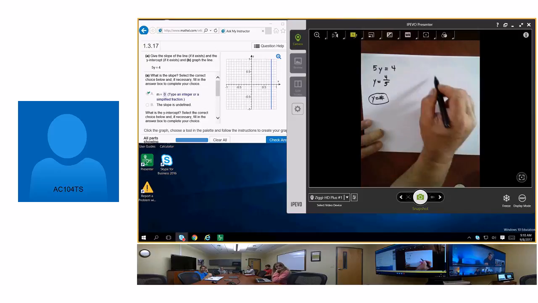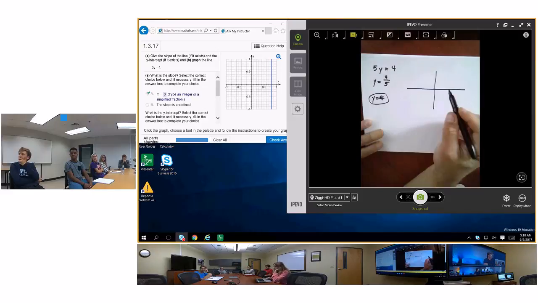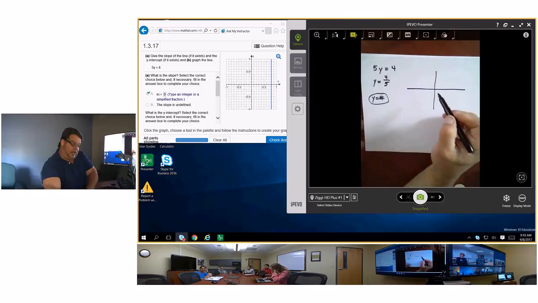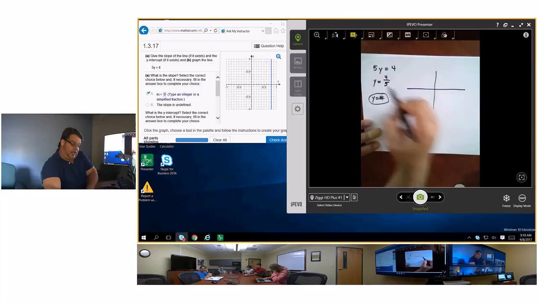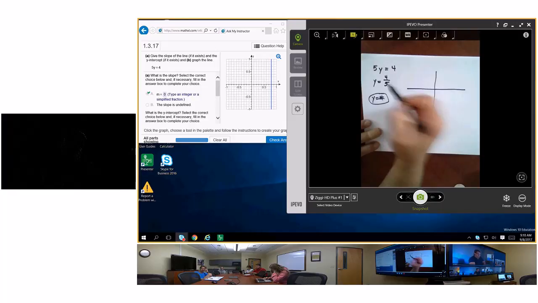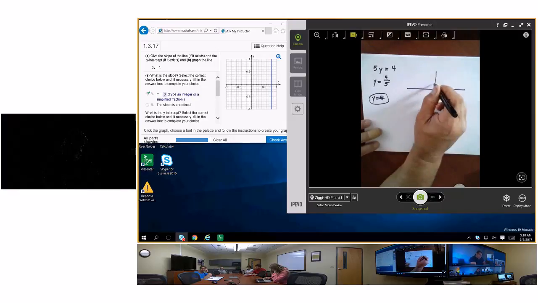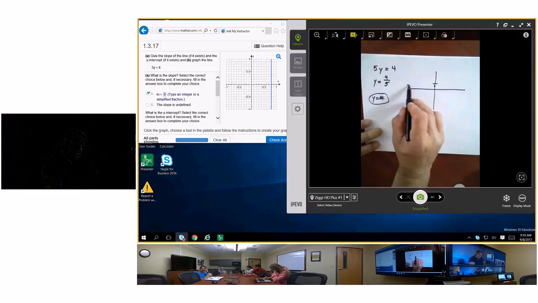It's going to go this way. Yep. Parallel to whatever, y, the x-axis. So y is equal to 4/5. That's almost 1. So 4/5 is right there, and you got a horizontal line.